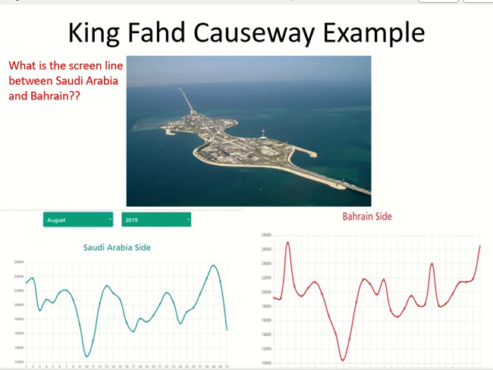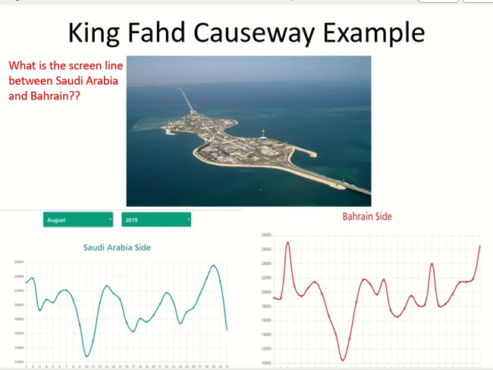This is a sort of a screen line count which they do at King Fahd Causeway. You can have a look, it's available online. So they count every day how many vehicles are crossing between Bahrain and Saudi. Yes, it's a screen line count. One area is Bahrain, the other one is Saudi, the entire Saudi or whatever, Khobar, Dammam, whatever. Okay, so this is sort of a screen line count.